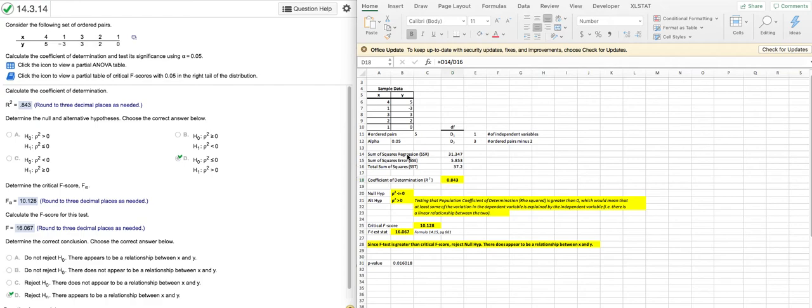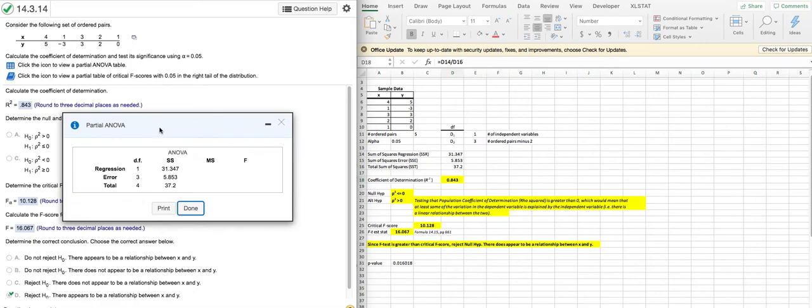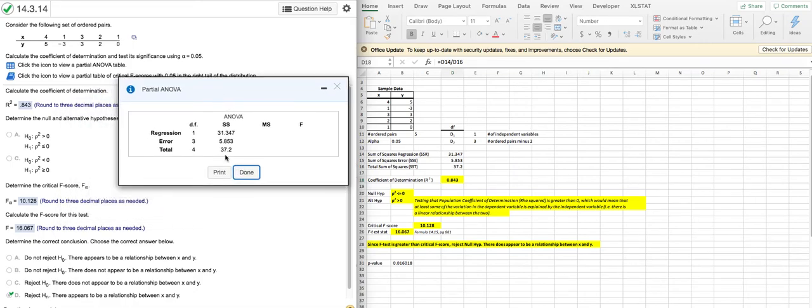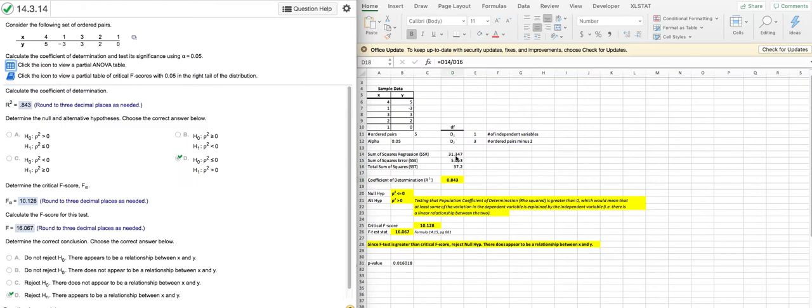Problem 14.3.14. We don't have a story in this particular problem. What we are given is a set of ordered pairs. There are 5 ordered pairs here, x's and y's, and also a partial ANOVA table. I've copied this information over into the Excel file on the right, and really just need the sum of squares information from there, because with that information we can calculate the coefficient of determination pretty easily.